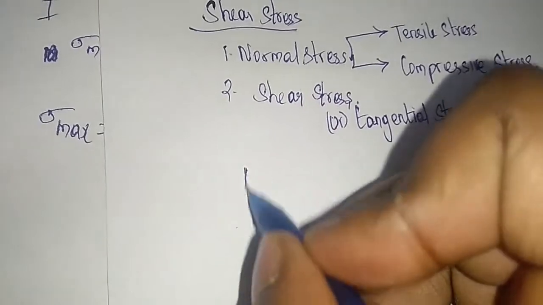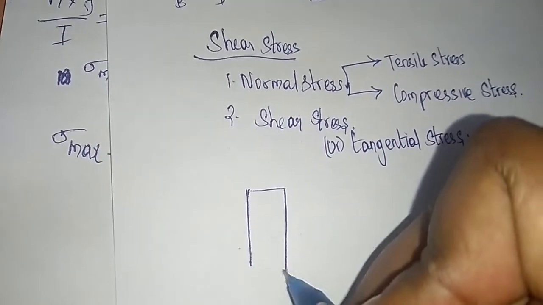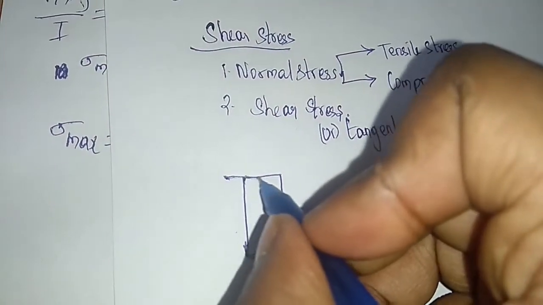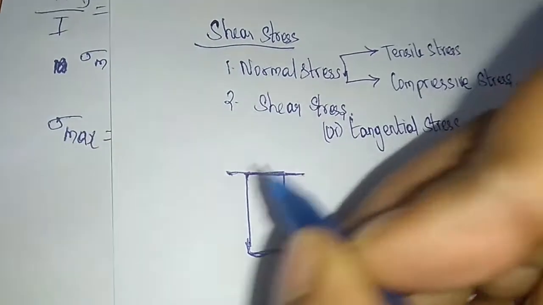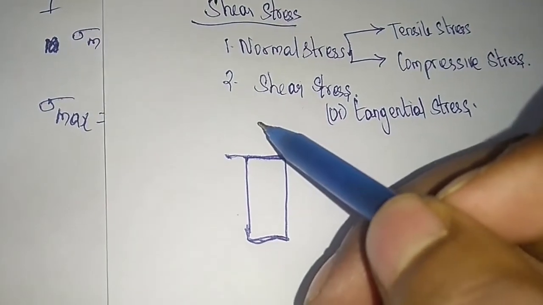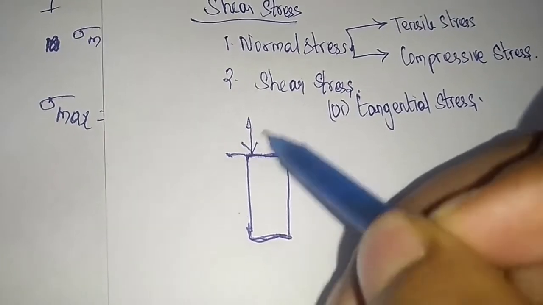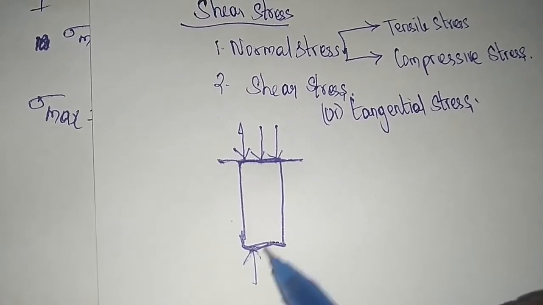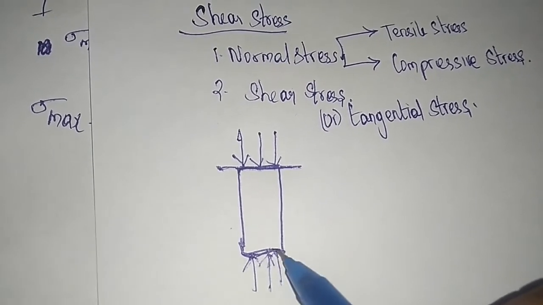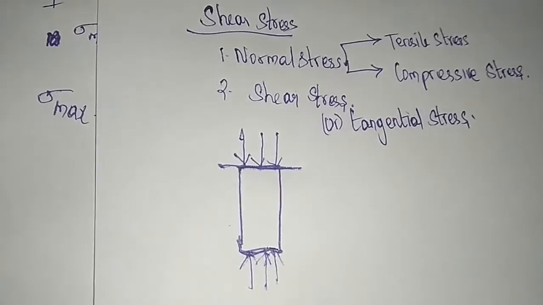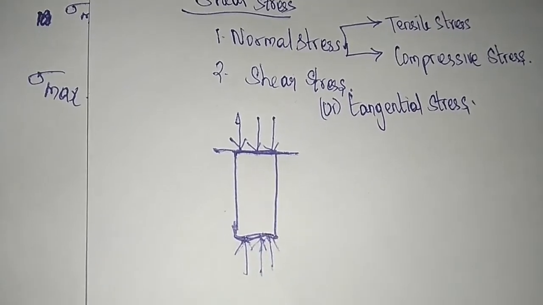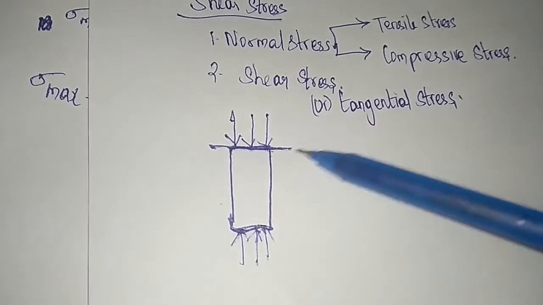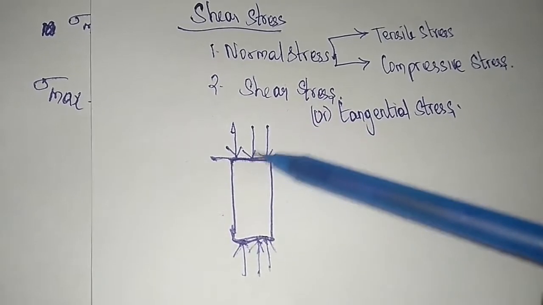For example, if I am taking a beam, a load is applied. This is the surface of the beam. If a load is acting perpendicular to the surface of the beam, the stress due to that perpendicular load is said to be normal stress. So the load is acting perpendicular to the beam.